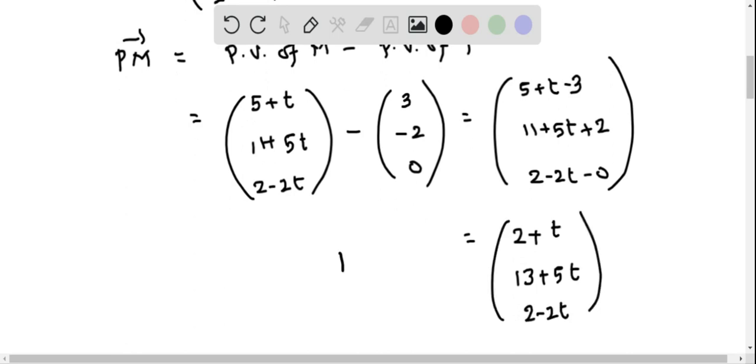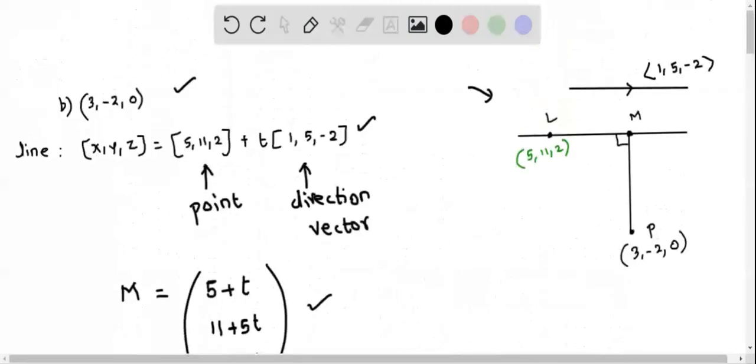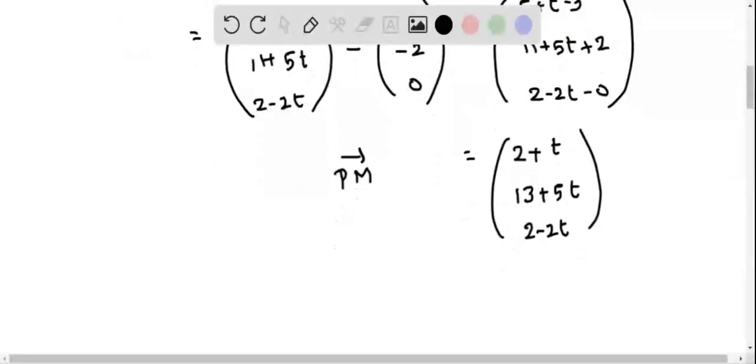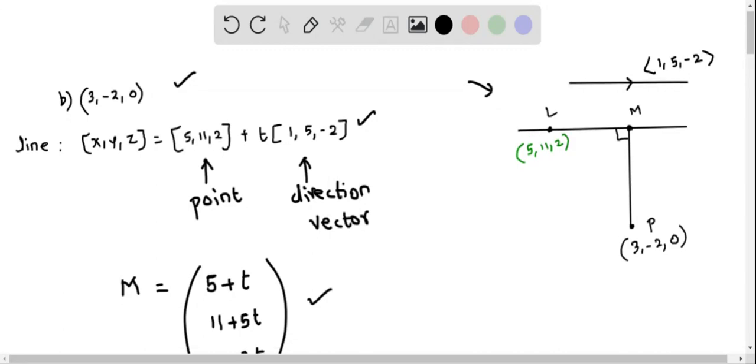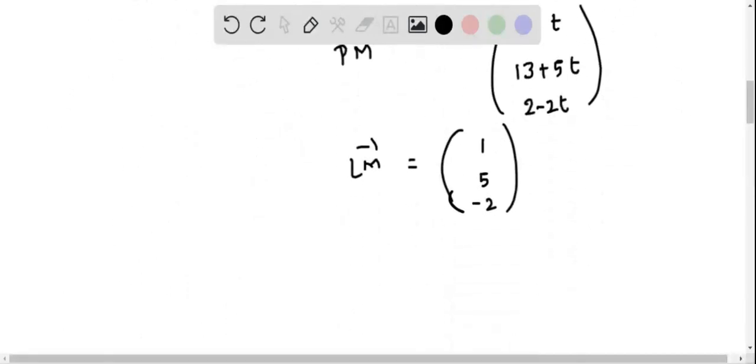So this is basically the PM vector. Now we can write the LM vector because the line is in the direction of (1, 5, -2). We can write down LM equals the vector (1, 5, -2). Now using the dot product, you can see that the LM vector dot PM vector equals 0.